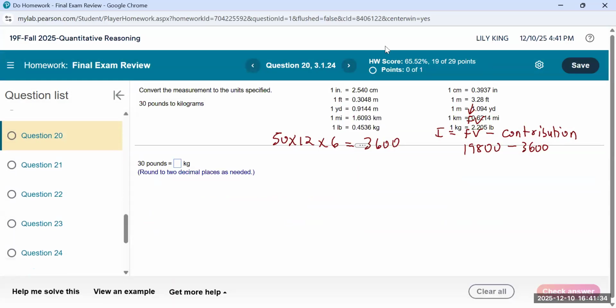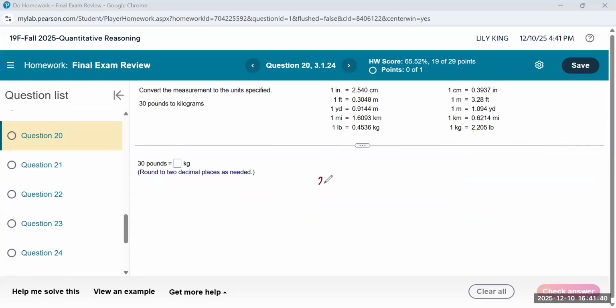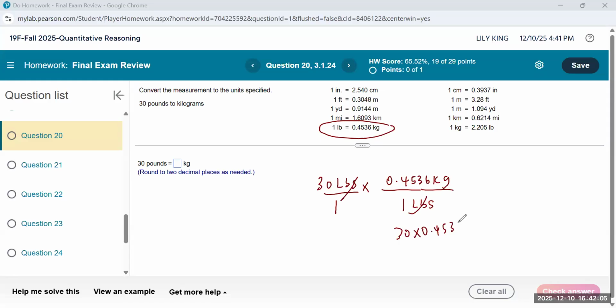All right, measurements and conversions. We have 30 pounds, which we have to convert to kilograms. So using the factor label method, I have to begin with the 30 pounds, express that as a fraction over 1. And then since I have pounds here, I should have pounds at the bottom part of my next fraction. So going to use this conversion factor. My 1 pound stays at the bottom and my 0.4536 kilograms stays at the top. So 30 times 0.4536, rounded to 2 decimal places, is 13.61.